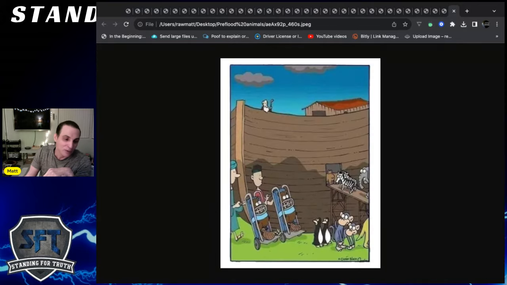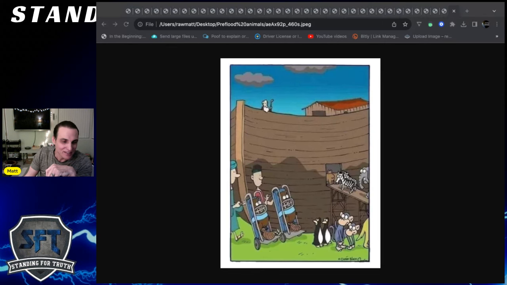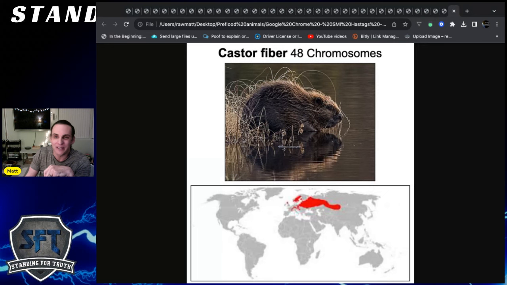So the next one we're going to get into is the beaver. I threw in some fun little pictures here and there for some of these animals that made me laugh. So we're going to be looking at the first one, which is Castor fiber.